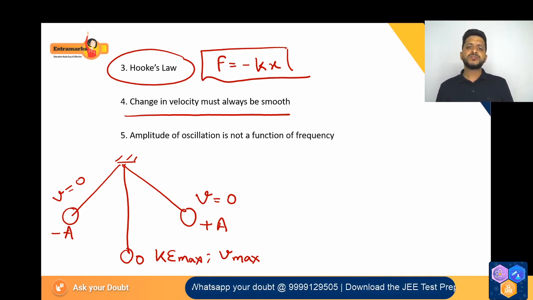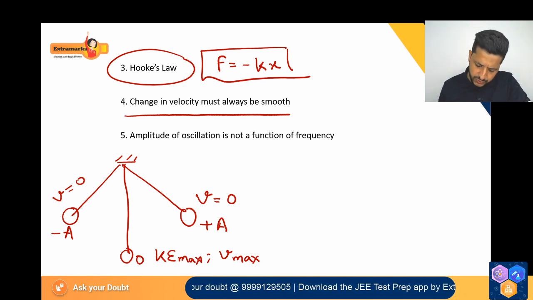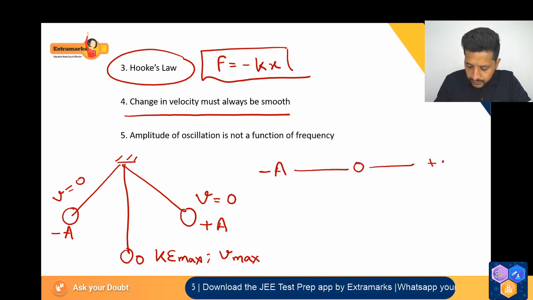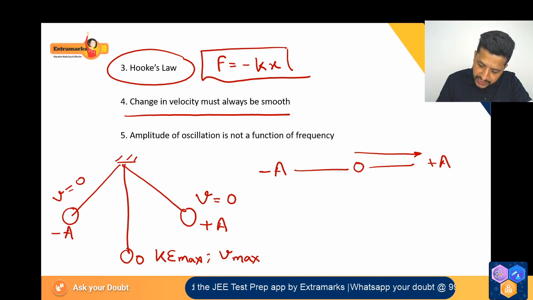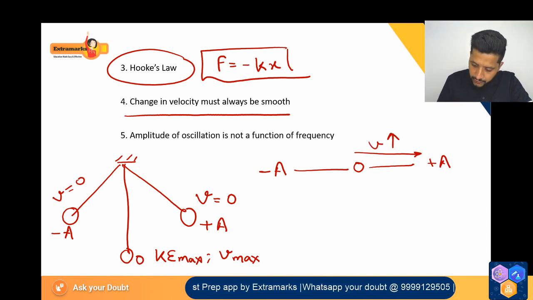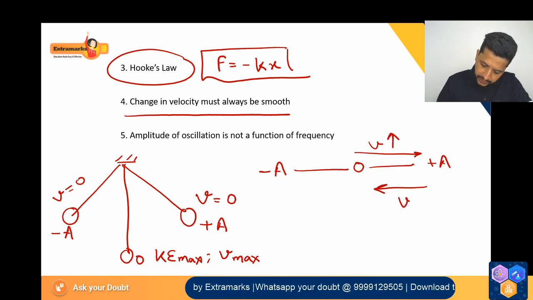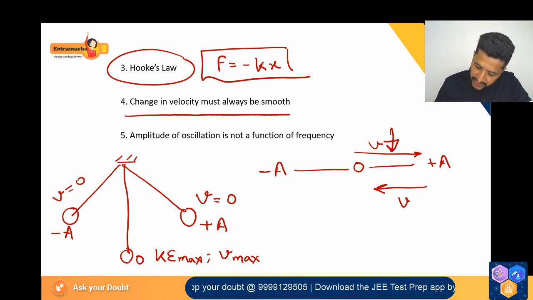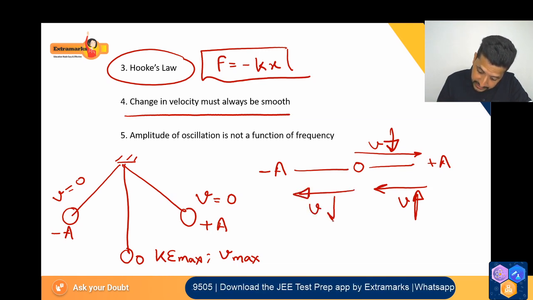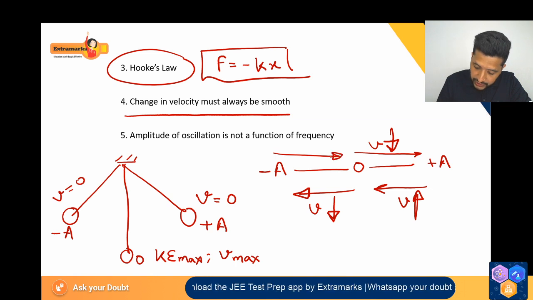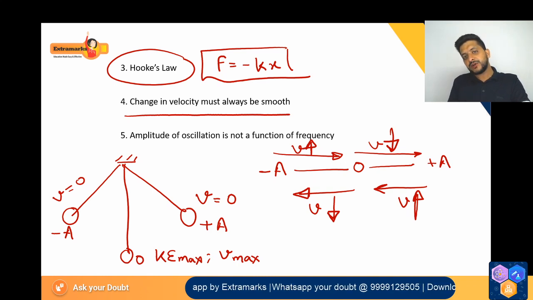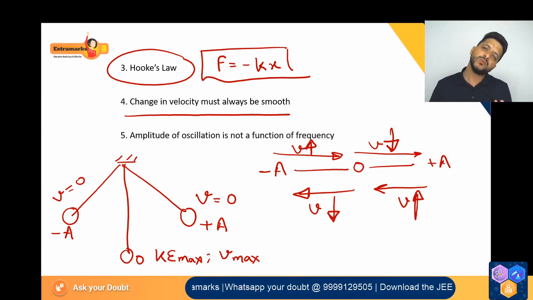So change in velocity must always be smooth. What do we mean by change in velocity must be smooth? From O to A, velocity is decreasing, correct? From A to O, velocity is increasing. From O to minus A, velocity is again decreasing. From minus A to O, velocity is again increasing, beta? Whatever is changing in this velocity, increase or decrease, this change has to be very smooth.